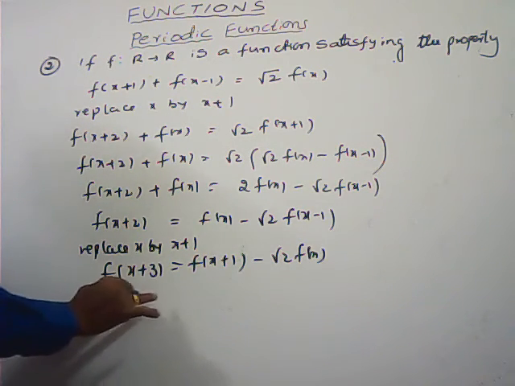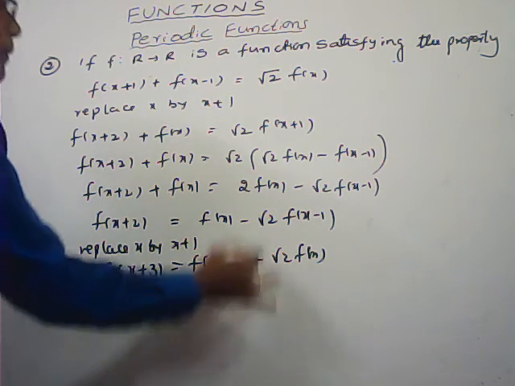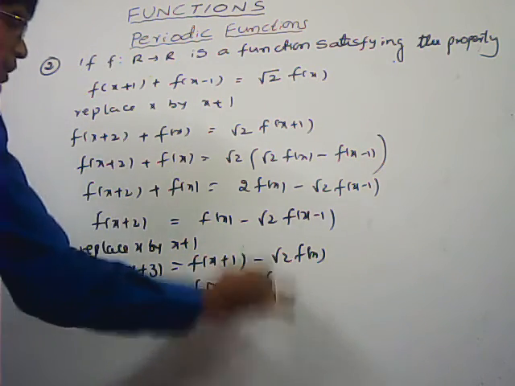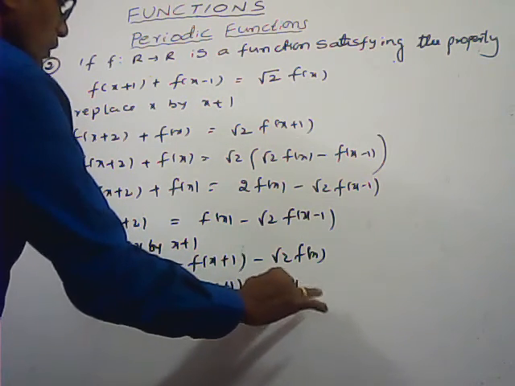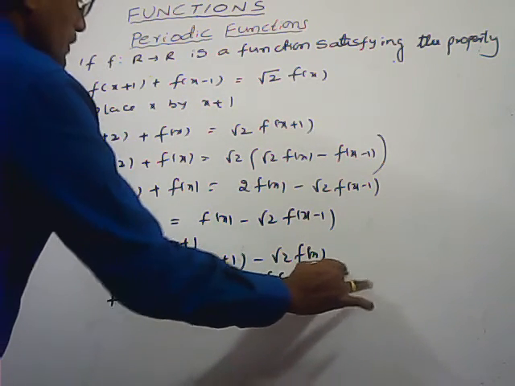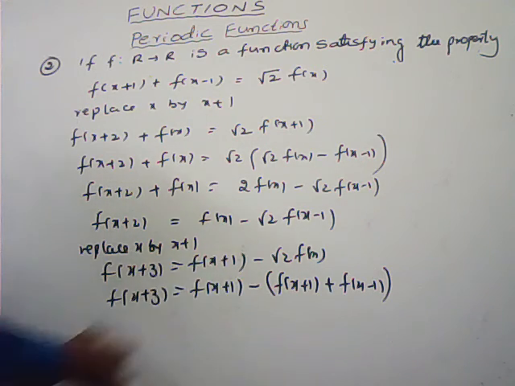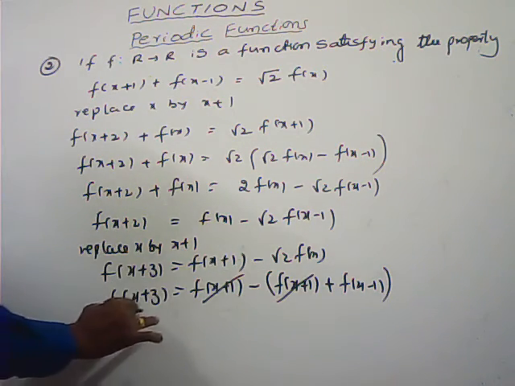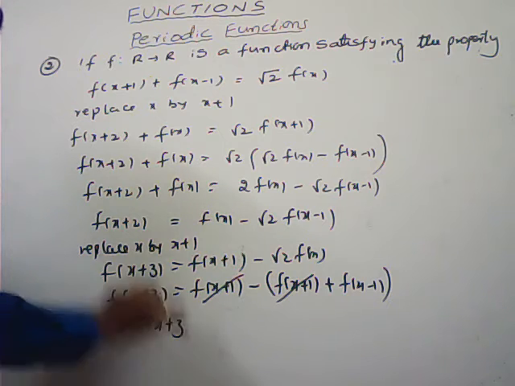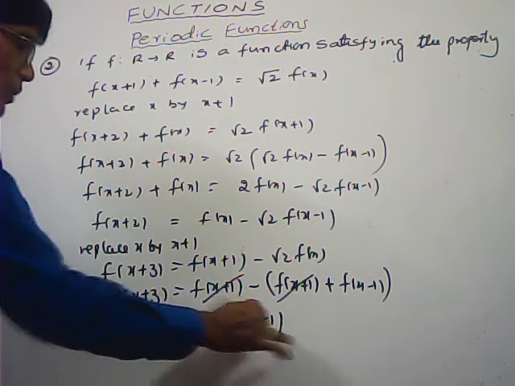f of x plus 3 is equal to f of x plus 1 minus, what about the root 2 into f of x, that is f of x plus 1 plus f of x minus 1. Now here you can see plus f of x plus 1 minus f of x plus 1 both get cancelled. f of x plus 3 is equal to, we got, minus of f of x minus 1.